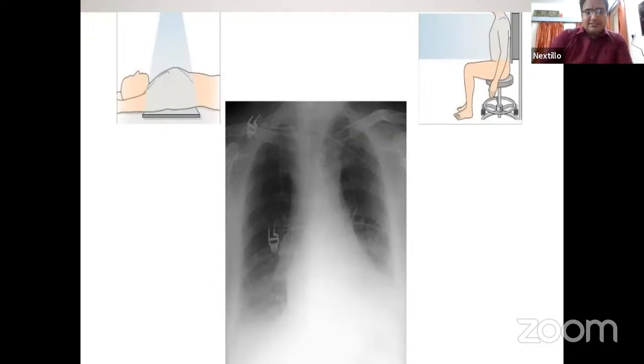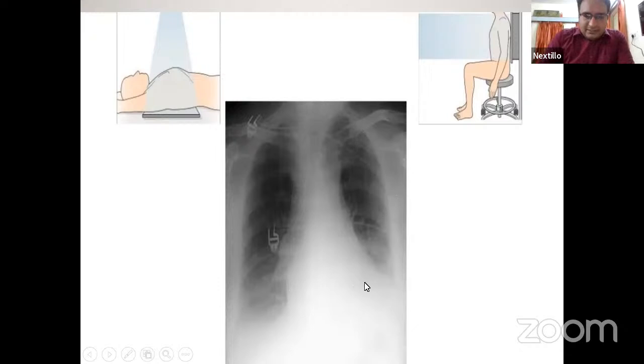Okay. And look at this X-ray. Can you appreciate this? Wait a minute. Can you appreciate these shadows? Can you see the shadows? These are the shadows of the scapula. Otherwise, in PA view, there were no scapular shadows. Here, there are scapular shadows.